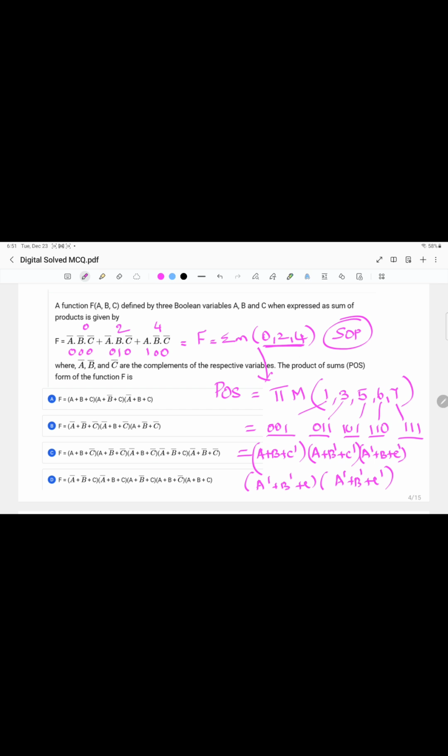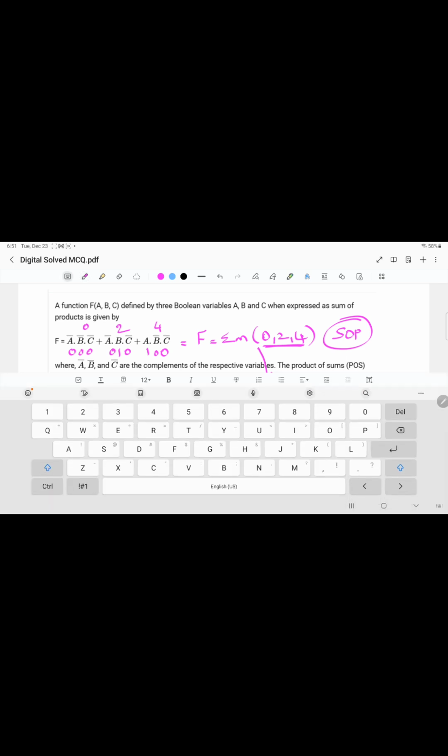This one is C bar. Yes, now this is correct. Okay. So next we'll go to solving the next problem.